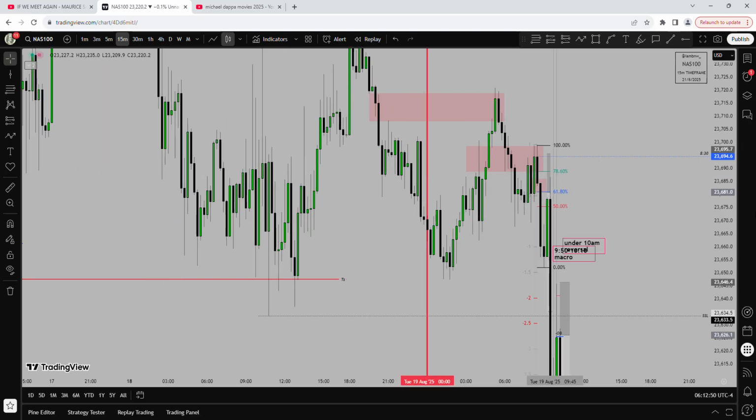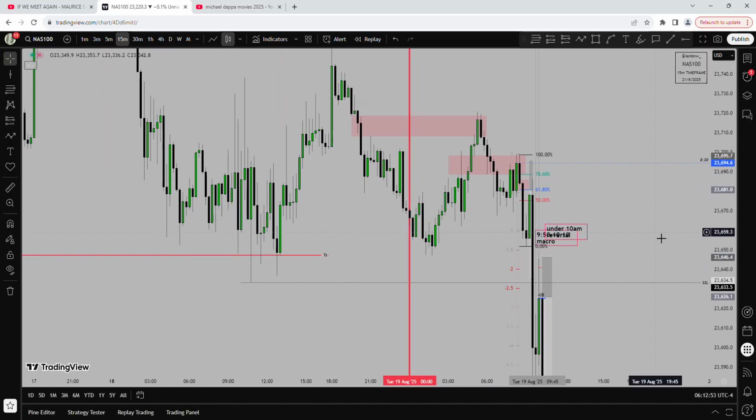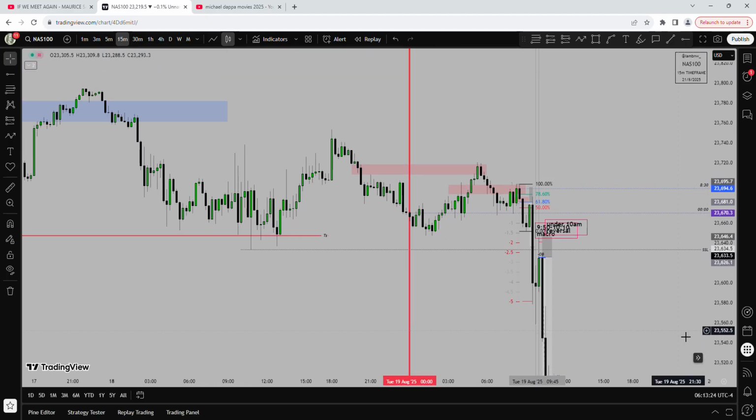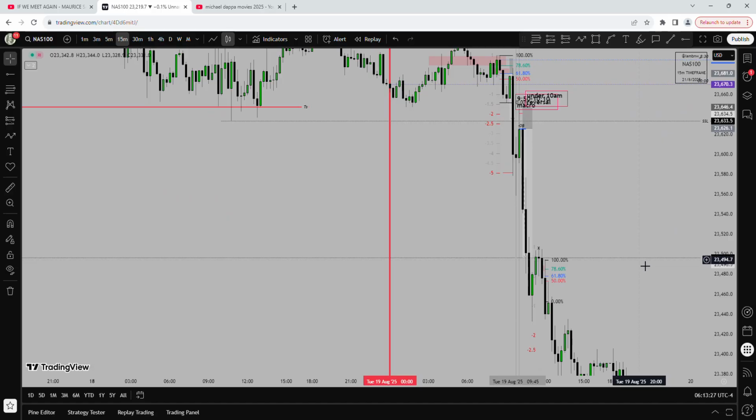So for what ICT says, whenever we're expecting a bearish market, we should expect price to trade above the opening price. So for Tuesday, this was the opening price, the midnight open. So I'm expecting price to trade above, for me to begin to look for sells. Now, since that's my bias and this is my first target, this low here is my first target.